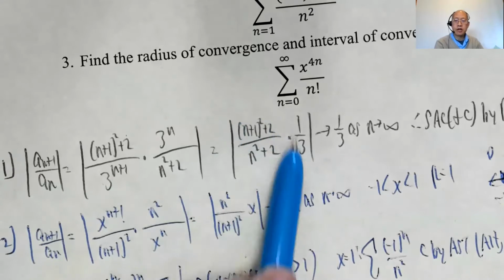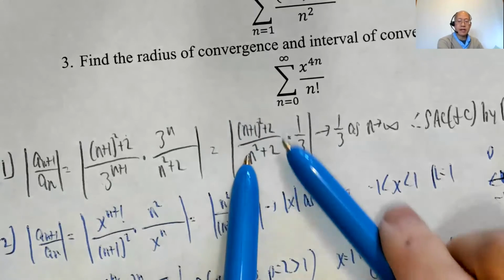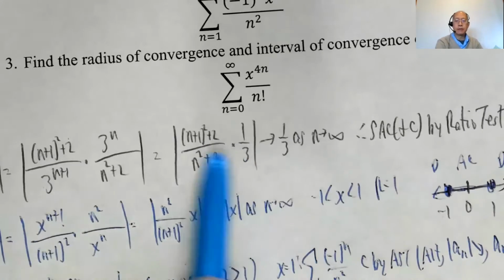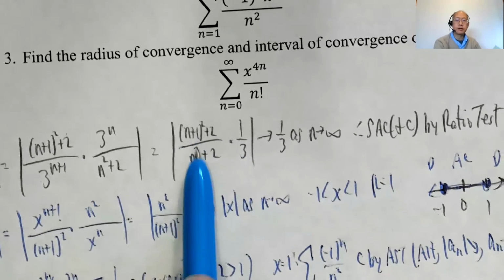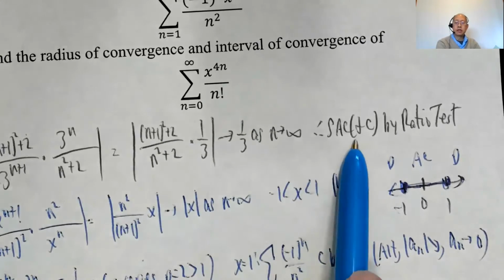As n approaches infinity, this approaches 1. The n plus 1 and n are practically the same, and that doesn't change much. So we approach 1/3 as n approaches infinity. You could do L'Hopital's rule for this, but we're saving time with this here. So the series is absolutely convergent and therefore convergent by the ratio test.